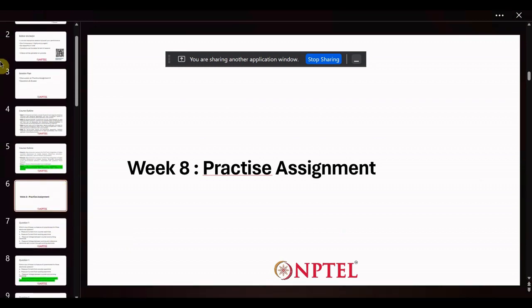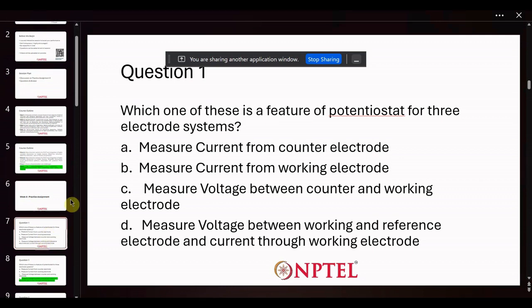So moving to the first question. Which one of these is a feature of a potentiostat for a 3 electrode system? Measure current from the counter electrode, measure current from the working electrode, measuring voltage between the counter and the working electrode, measuring voltage between the working and reference electrode, and the current through the working electrode.